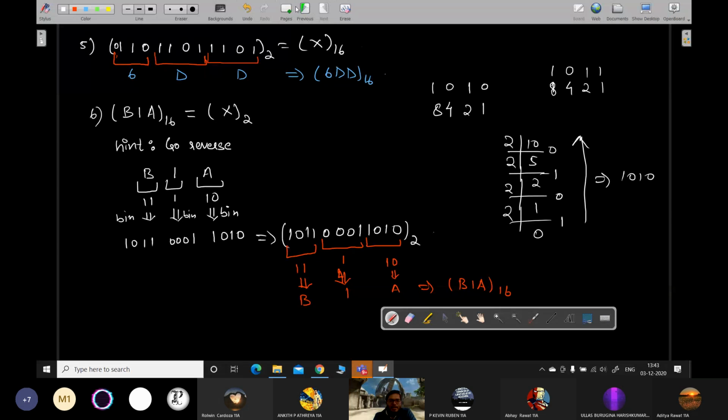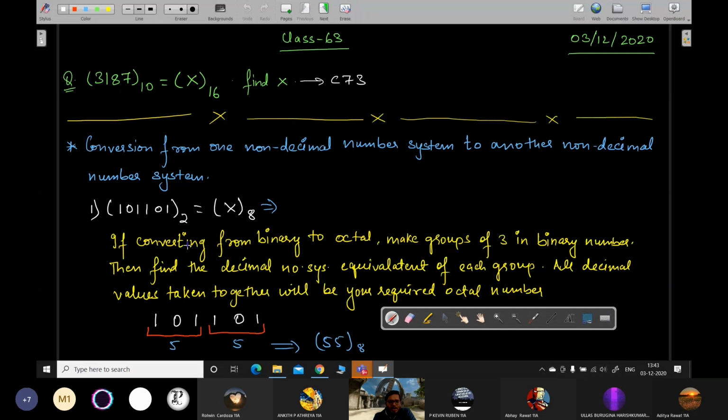Look, I have written the steps here first. If converting from binary to octal, make groups of 3 in the binary number, then find the decimal number system equivalent of each group. Okay, in grouping we are dealing with decimal, not the entire number. Okay.